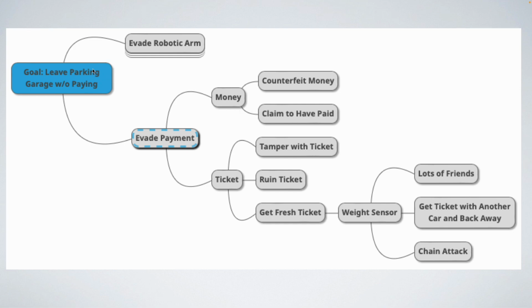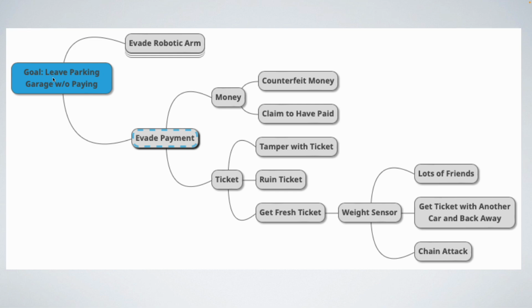Everything is organized in branches of related attacks. Lots of friends pulling up with a car and backing away is almost the same attack, right? But they all attack the weight sensor, which is about getting the fresh ticket, which is about not paying, and that's why they're together in the tree.